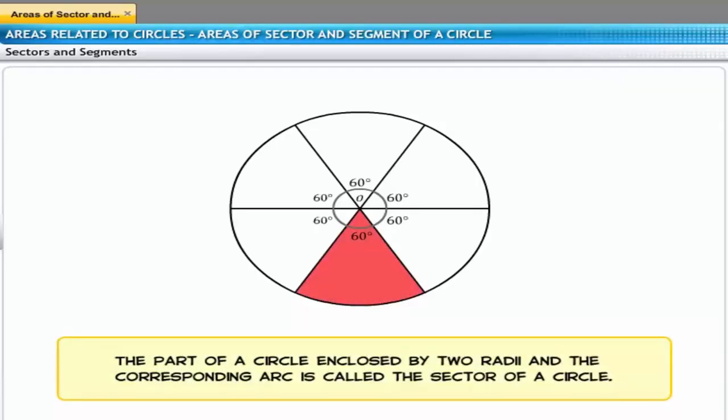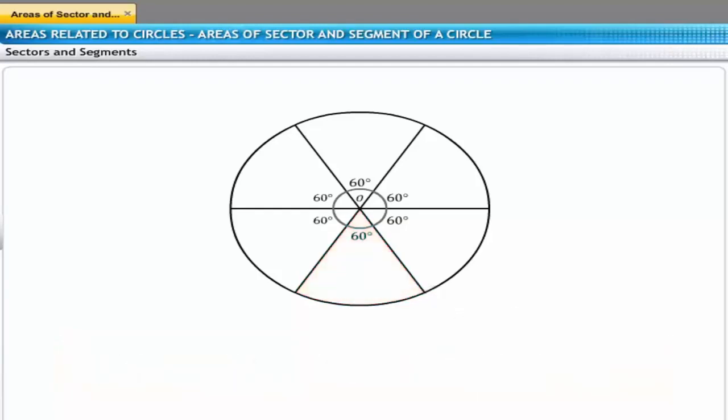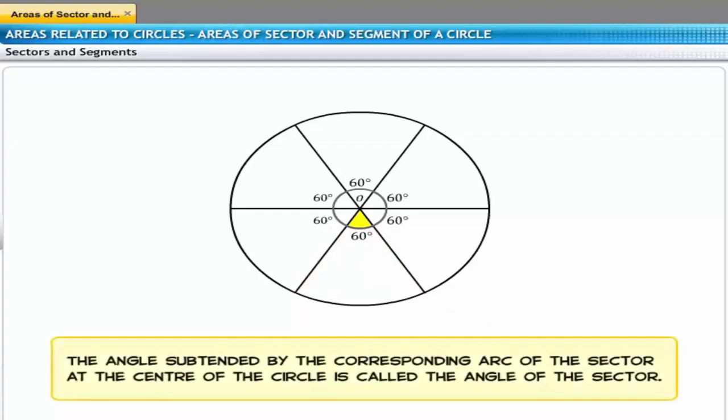Recall that the part of a circle enclosed by 2 radii and the corresponding arc is called the sector of a circle, and the angle subtended by the corresponding arc of the sector at the center of the circle is called the angle of the sector.